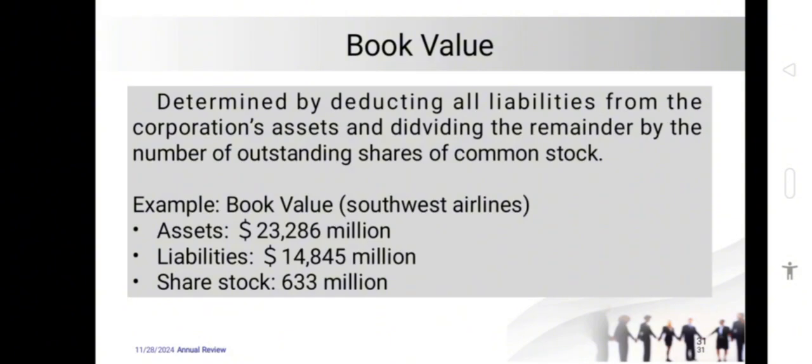Example of a book value situation. Southwest Airlines: their assets are $23,286 million, their liabilities are $14,945 million, and their shares outstanding are 633 million.